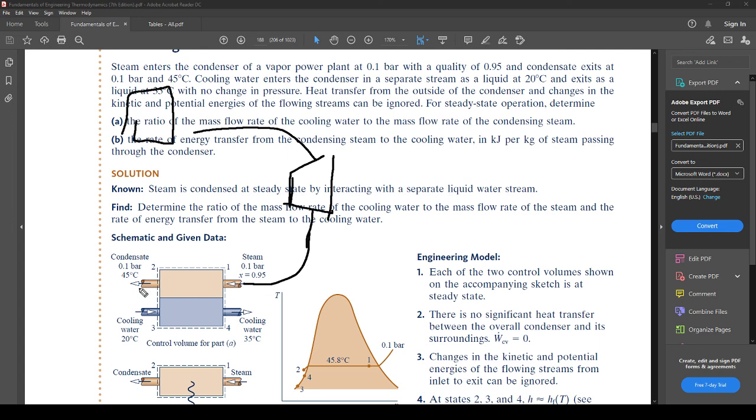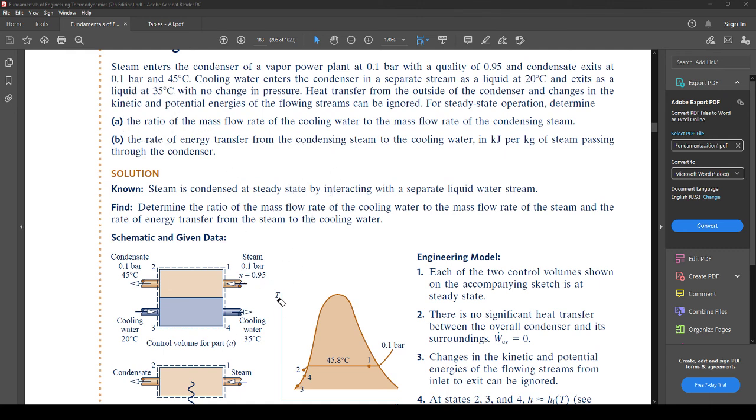As I told you guys, condensate is what happens after the liquid condenses, right? So we become full water. That's what condensate is. If you ever see a question that tells you condensate exits, it means it's water. Just all water.